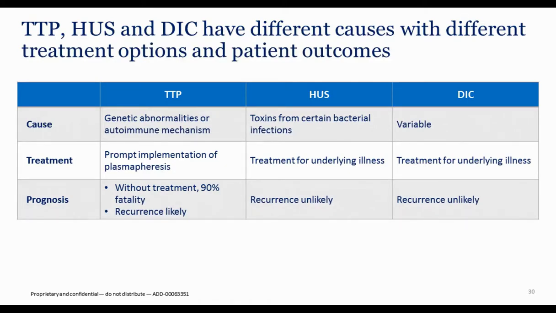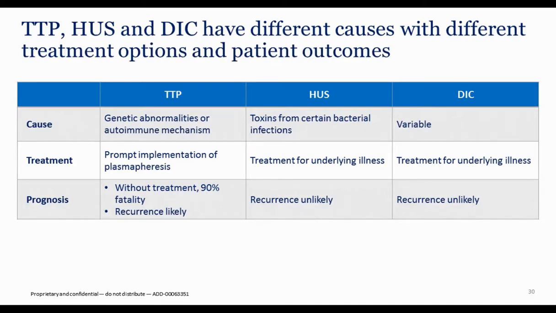Now, in terms of treatment, rather than plasmapheresis that we would use in TTP, in HUS, we would treat the underlying illness. So we would get rid of the bacterial infection. And in terms of its prognosis, recurrence is really unlikely.